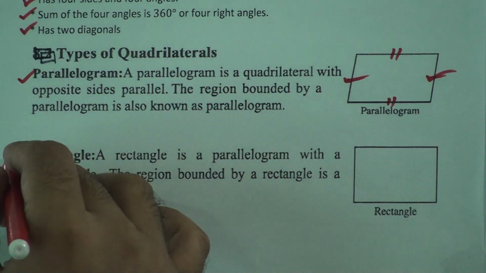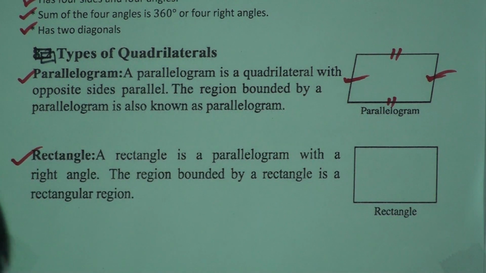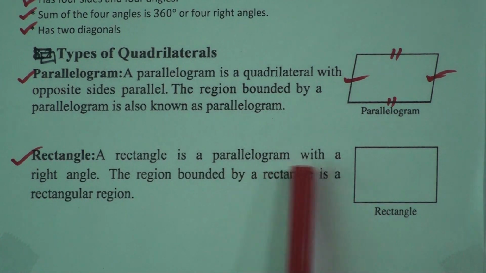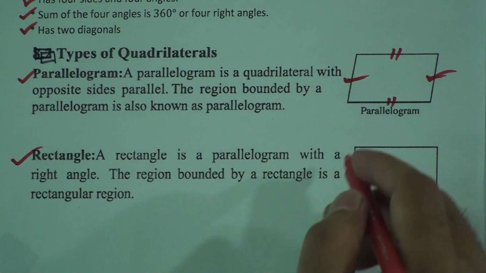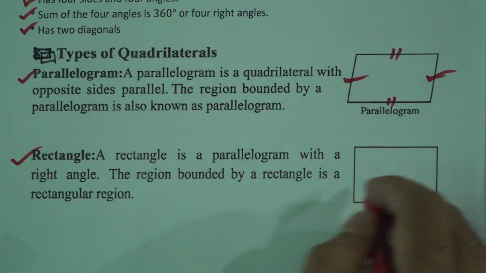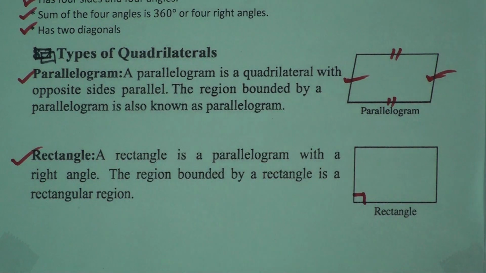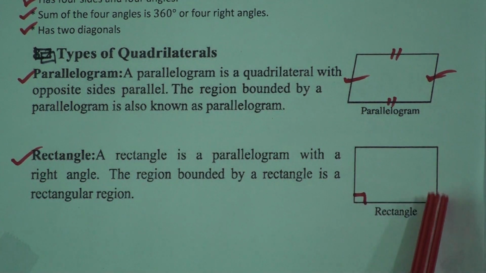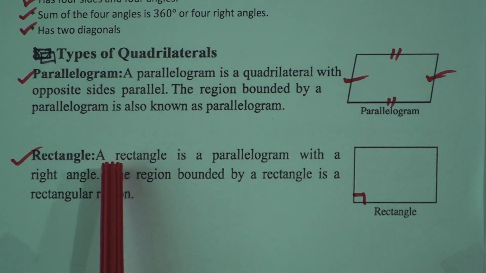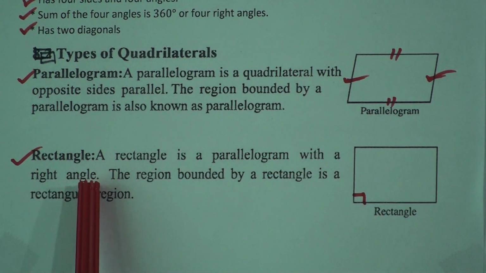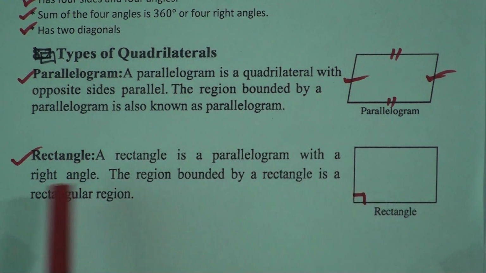Okay, now the next one is rectangle. A rectangle is a parallelogram with a right angle. It means if we consider this is a parallelogram, its one angle is a right angle. If one angle is a right angle, automatically all the angles of the parallelogram will be right angles, and that parallelogram is called a rectangle. Okay, so we can say a rectangle is a parallelogram with a right angle. The region bounded by a rectangle is a rectangular region.